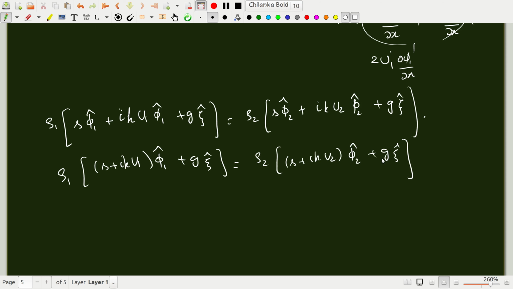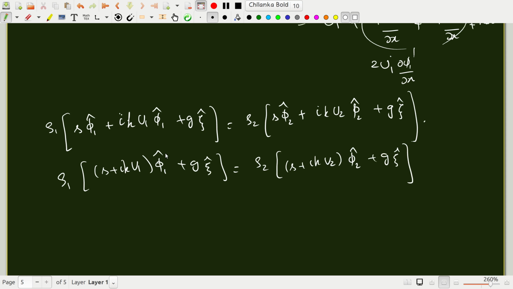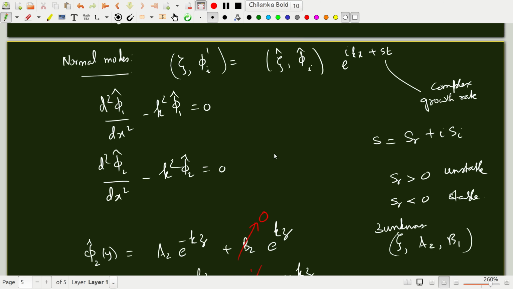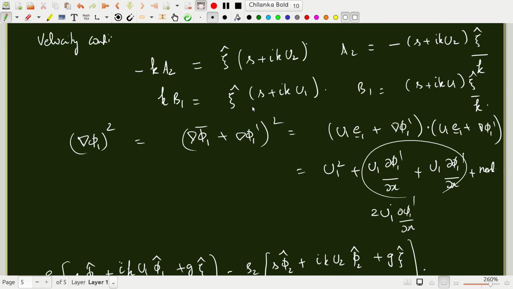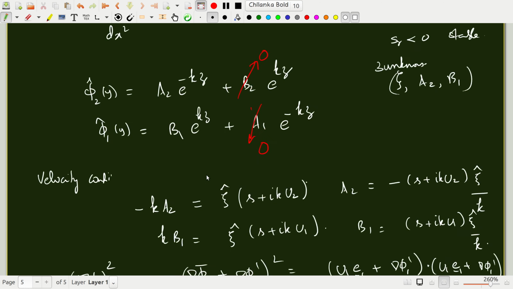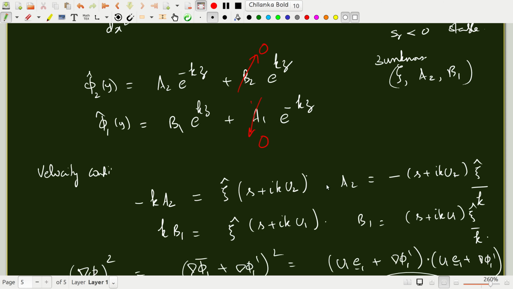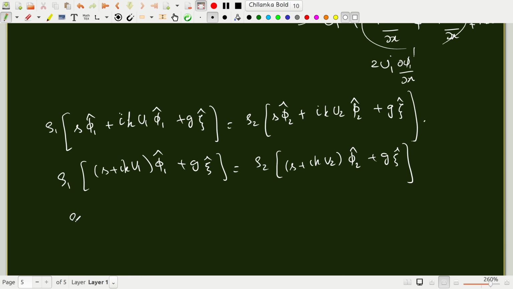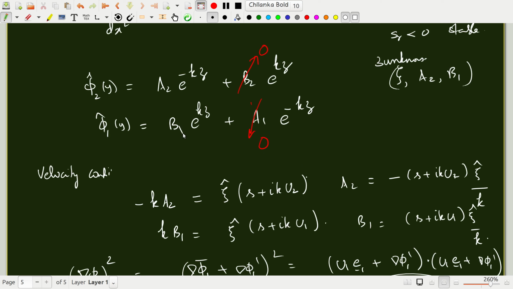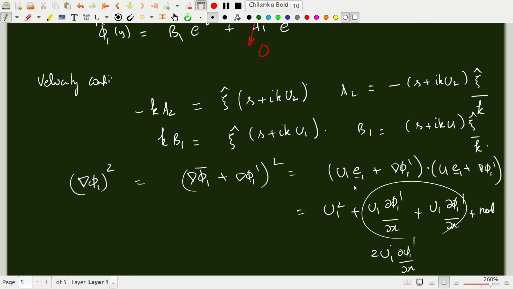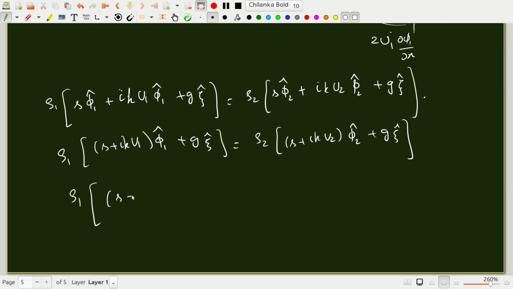Okay, now what you have to do next is, instead of phi 1, what is phi 1? Phi 1 evaluated at z equal to 0 is just a2, and instead of a2 you should write this, okay, instead of b1 you should write this. So that's what we will do. So this is rho 1, what is phi 1? Phi 1 is b1, b1 is (s plus ik u1) zeta cap by k, so another (s plus ik u1) whole squared zeta cap by k plus g zeta cap is rho 2.